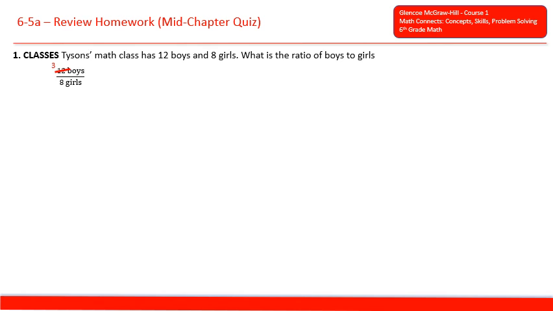So we can simplify down to 3 halves. Then we'll just state it. 3 boys to 2 girls.